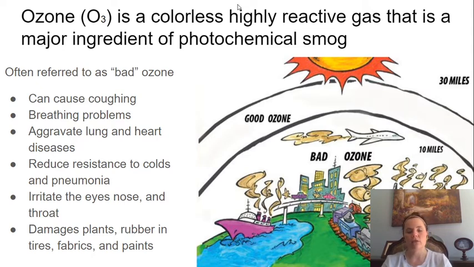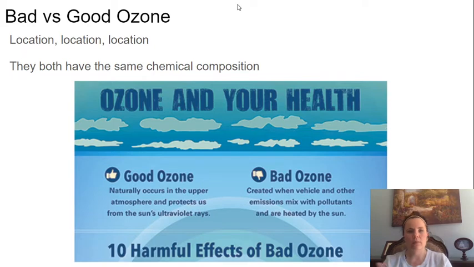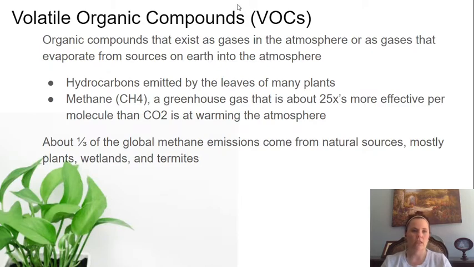Irritations of the eye, nose, and throat. Damaging plants. Rubber in tires, fabrics, and paints. That's probably where it's coming from. So again, you just need to know the difference. It's still O3. It's just where is it found?